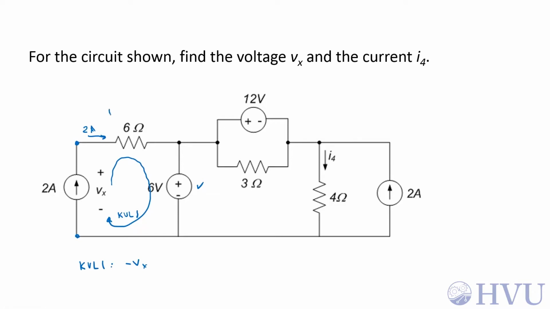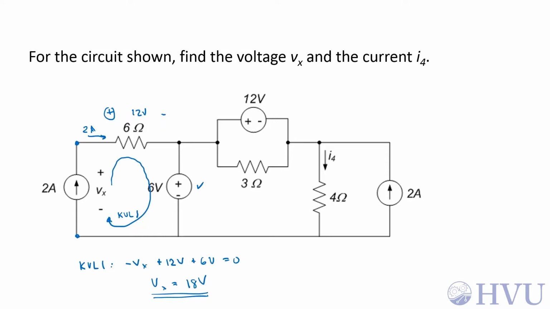If that's 2 amps, this voltage is going to be 12 volts with this polarity. Positive current has to enter the positive voltage terminal. So now I get a plus 12 volts because I see this positive sign first when I'm coming this direction around the loop, plus 6 volts for that source is equal to 0, so V sub x is going to be 18 volts. Now I need this current I4.